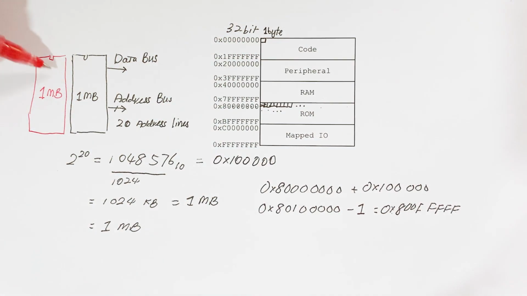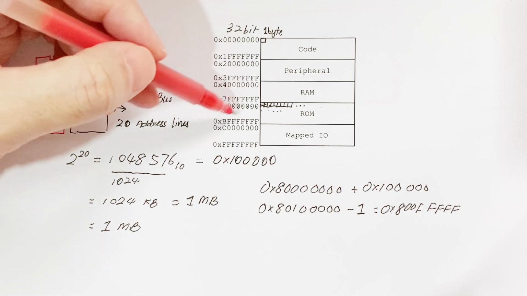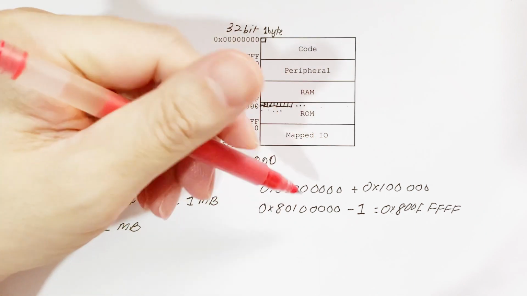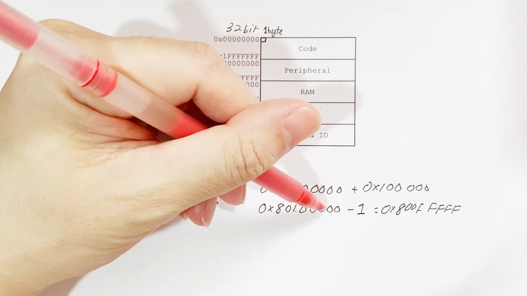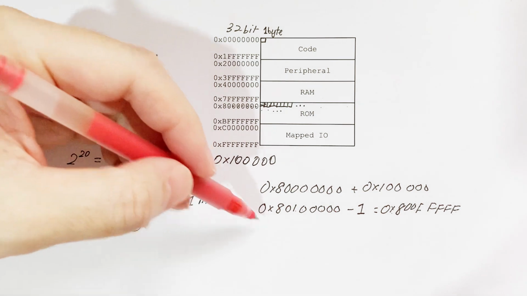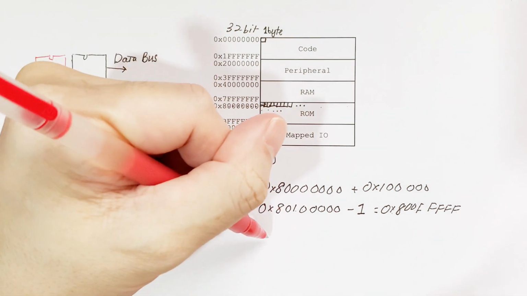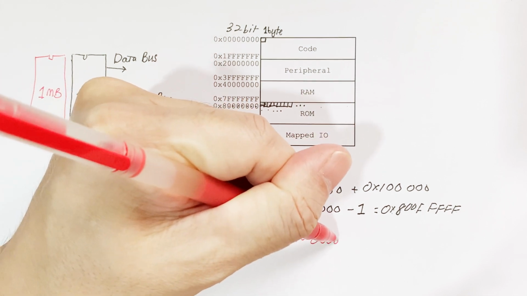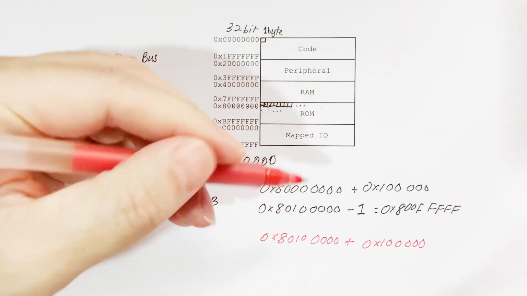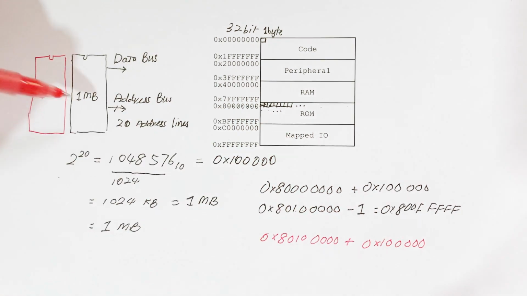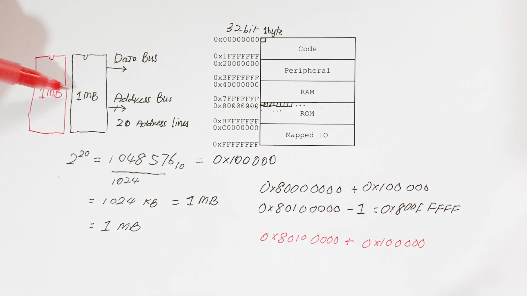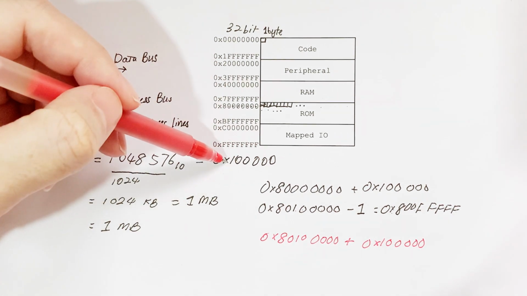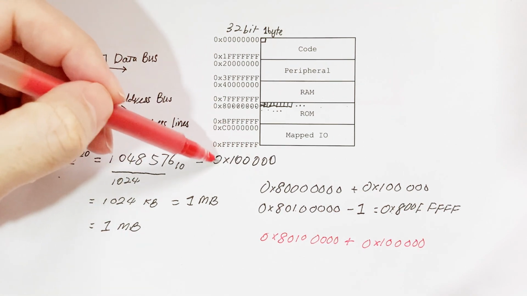So the second memory chip that we're going to connect to these processors, the address for the second chip will start with 80100000, and the last address for this memory chip will be 80100000 plus 100000 in hexadecimal. Since both of the chips have the same size, which is 1 megabyte, and the hexadecimal as what we converted just now is 100000 hexadecimal.